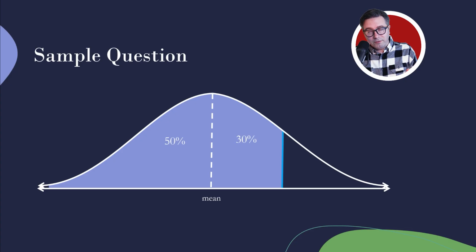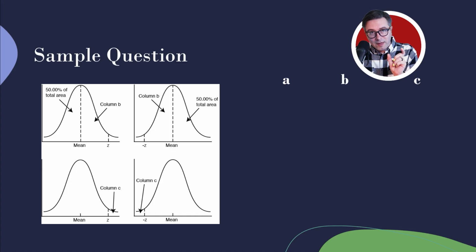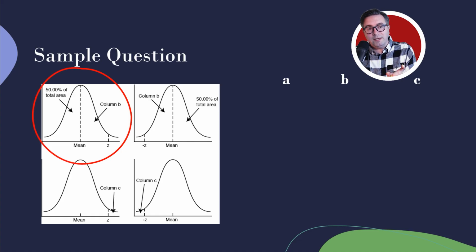That would mean 30% is to the right for this whole area to equal 80%. Since we know that 30% is the number that we have, we could do the area beyond the z, but we really want just the area in there. So we're looking for this portion right here. That's column B, the area between z and the mean.